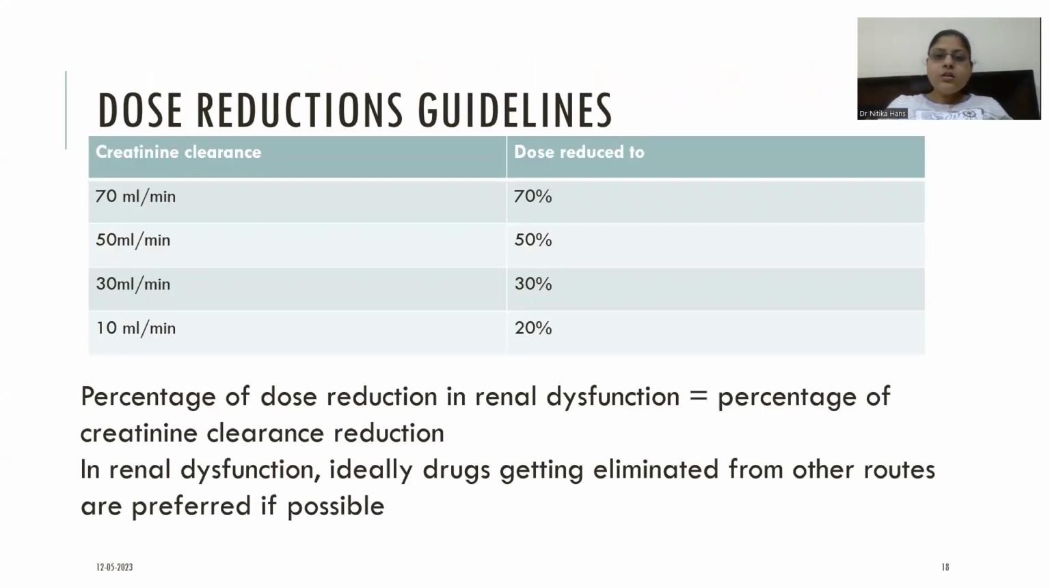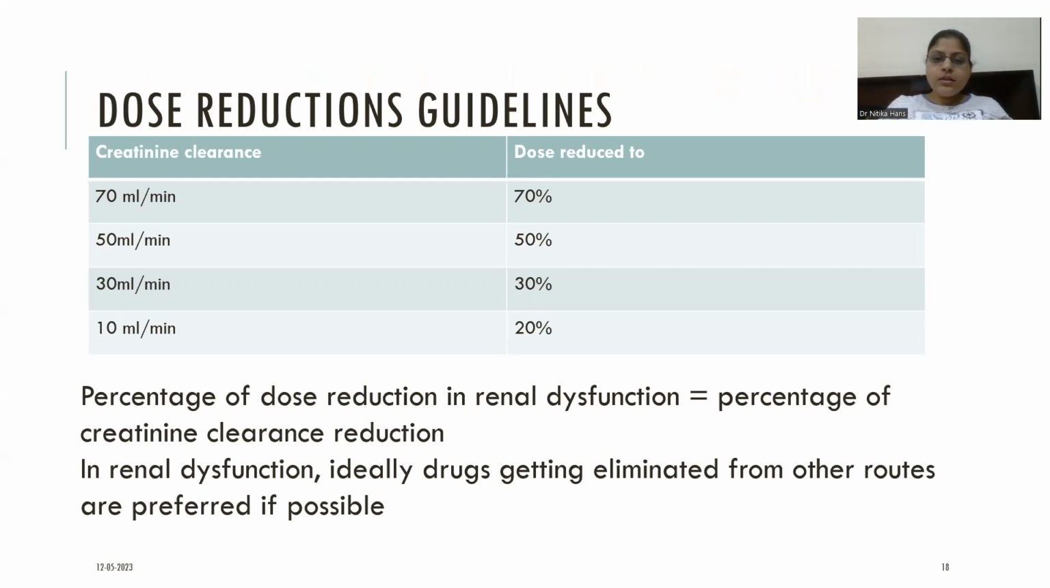Now, these are the dose reduction guidelines. Creatinine clearance 70 milliliter per minute: dose is reduced to 70%. Creatinine clearance 50 milliliter per minute: dose is reduced to 50%. Creatinine clearance 30 milliliter per minute: dose is reduced to 30%. 10 milliliter per minute: dose is reduced to 20%.